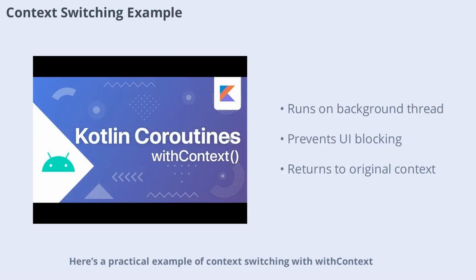Here's a practical example of context switching with withContext. Suppose you need to perform a long-running task, such as fetching data from a network or reading from a file. You can use withContext(Dispatchers.IO) to ensure the operation runs on a background thread, preventing the main thread from being blocked. Once the task completes, execution returns to the original context. This approach is especially useful in Android development, where keeping the UI thread responsive is crucial.